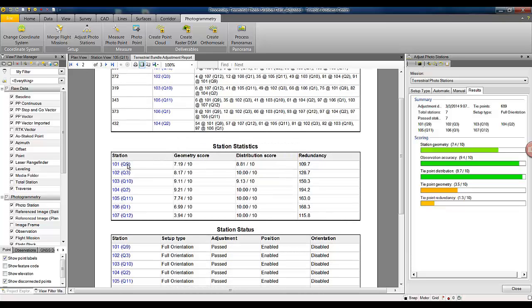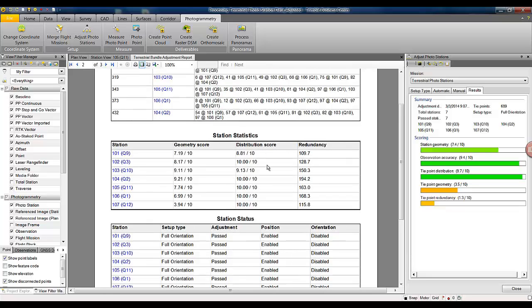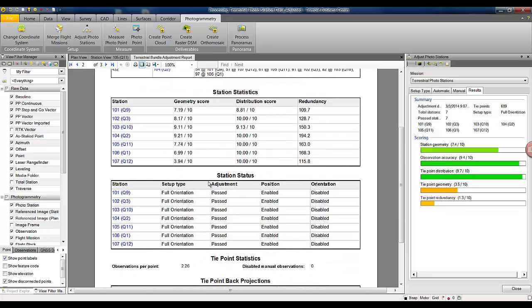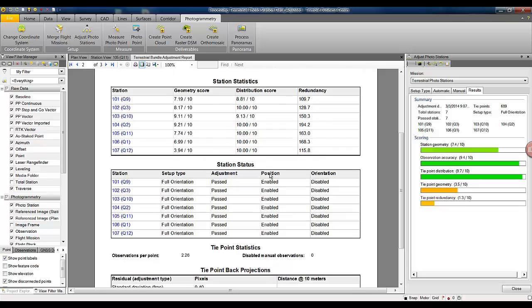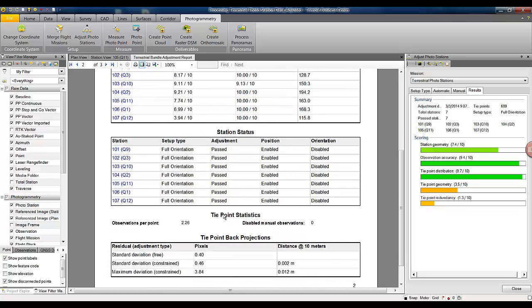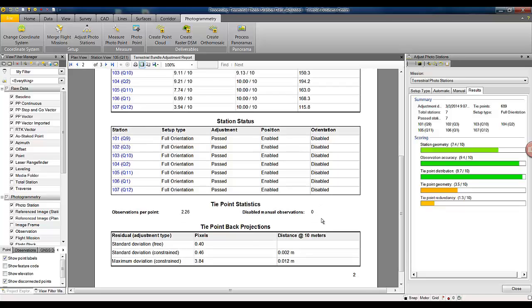Station statistics will contain the geometry score, distribution score, and redundancy number per station. While in station status, you can find station setup type, adjustment, position, and orientation information. Type point statistics will have observation per point, which is a measure of how many stations in average can see at least one type point, as well as the number of disabled manual observation.